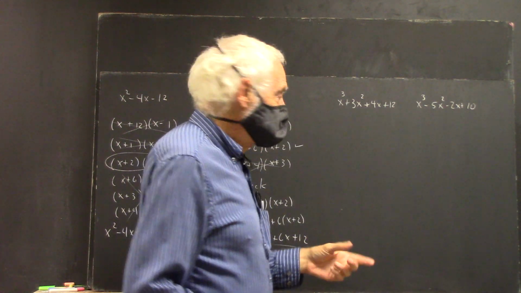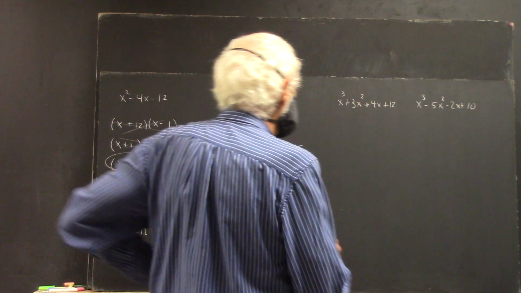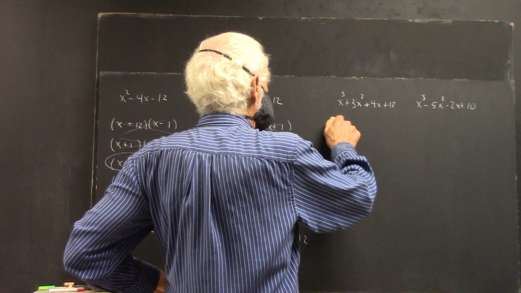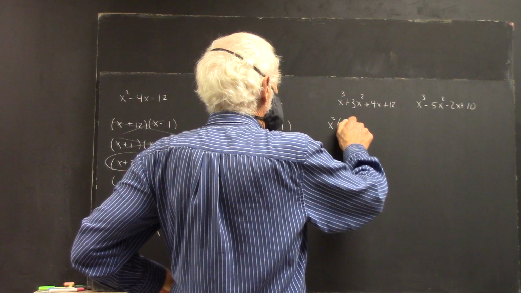Okay, so here we have it. So, well, we can do this. This is fairly straightforward. We can do x squared times x plus 3.